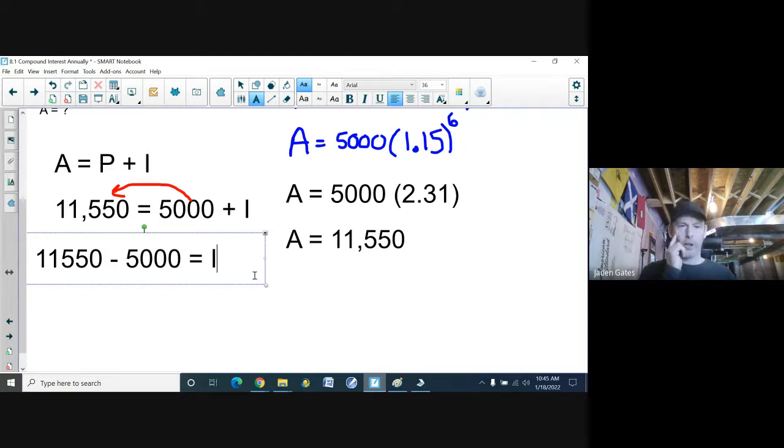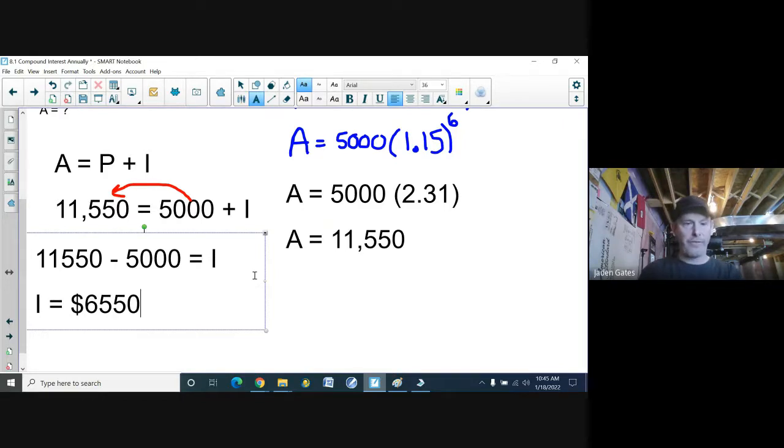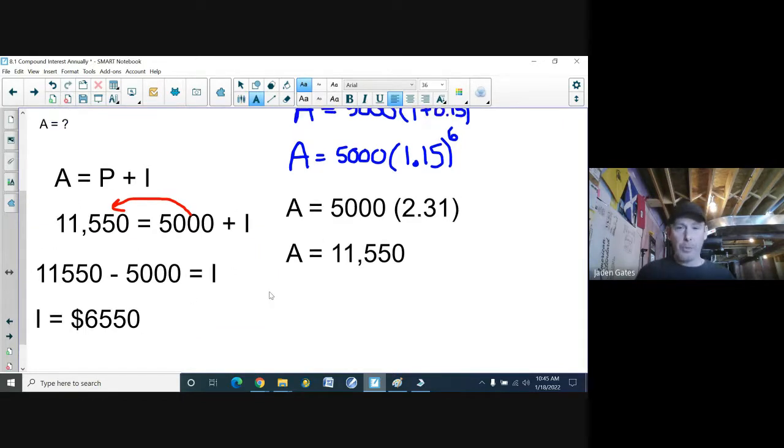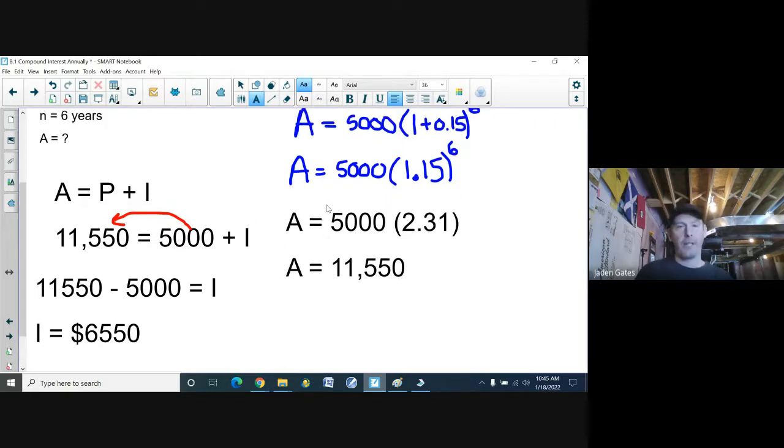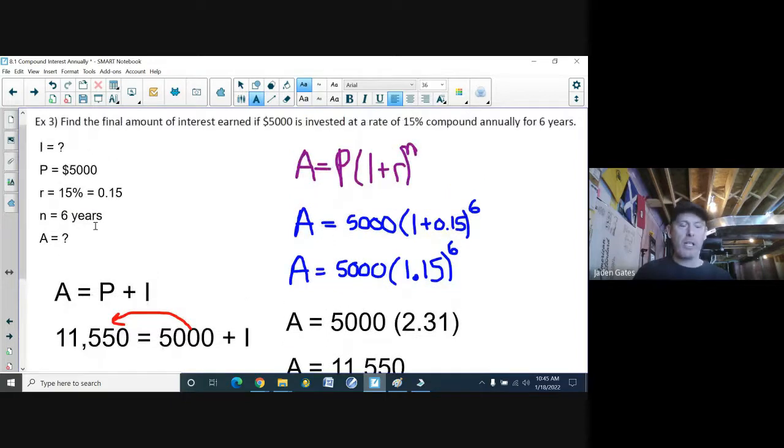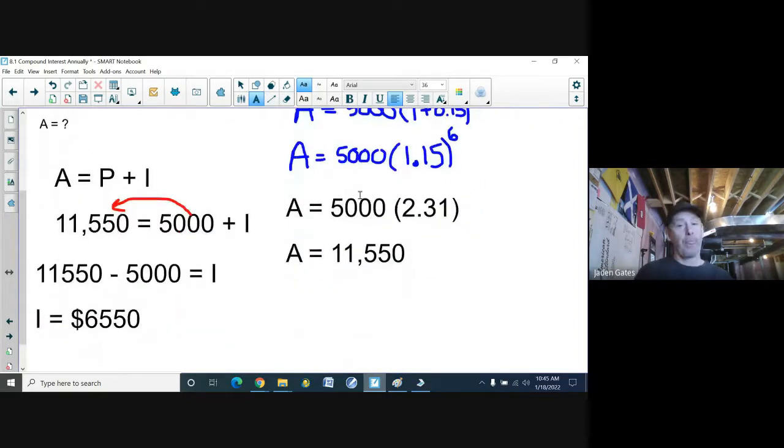All right, so it's going to be a minus 5,000, and the amount of interest that is earned, I subtract those two, and I end up with $6,550. Well, this person actually made more in interest than they actually invested. Not bad. Again, high interest rate and a long time in the bank. Not a bad deal, though, if you put $5,000 in and you pull out $11,550.